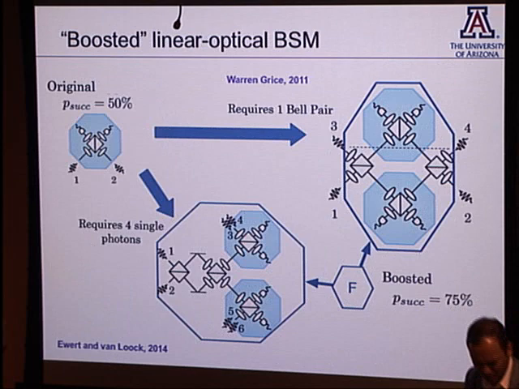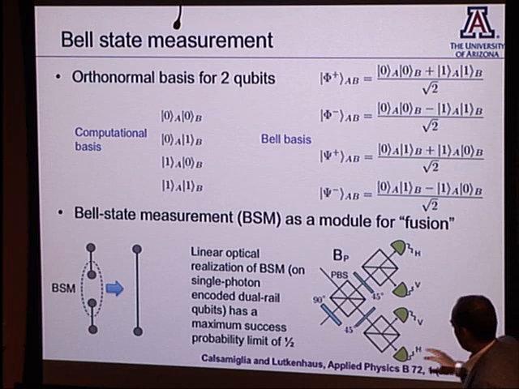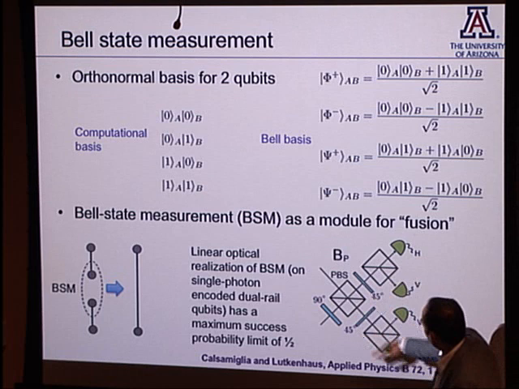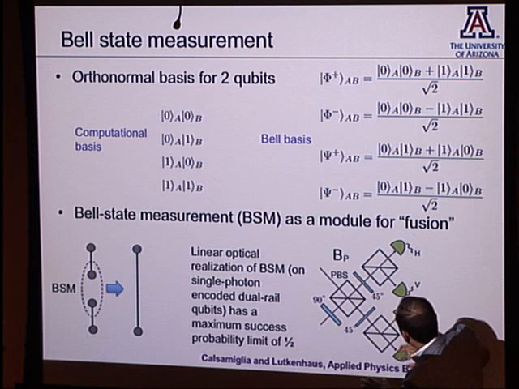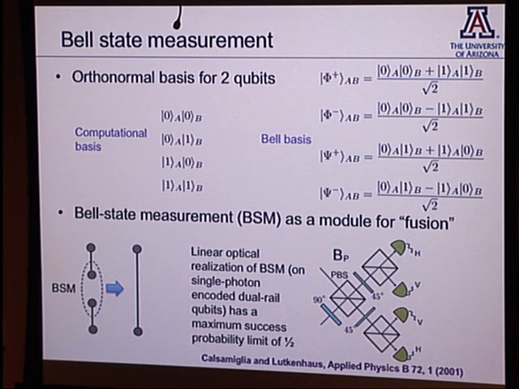Okay, so this was Norbert Lütkenhaus and Carl Samiglia. They proved in 2001 in this paper that no linear optical circuit, meaning linear optics followed by photon detection, can do the Bell state measurement with a success probability that exceeds 1 over 2. That's the fundamental limit that you can't exceed. Now, in principle, this Bell measurement is a quantum measurement, so it should be doable, but with linear optics, you are limited to only doing it with success probability 1/2.